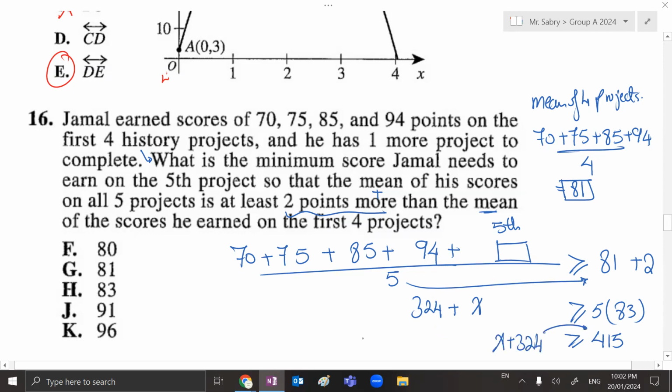I understand. Okay, I'll move the 324 to the other side. I understand. Perfect. So then X should be bigger than or equal to 91.